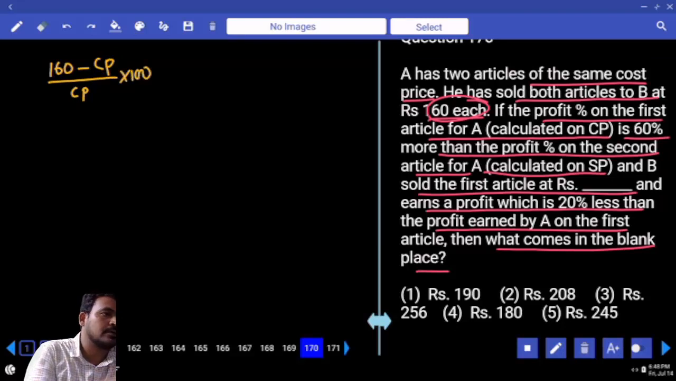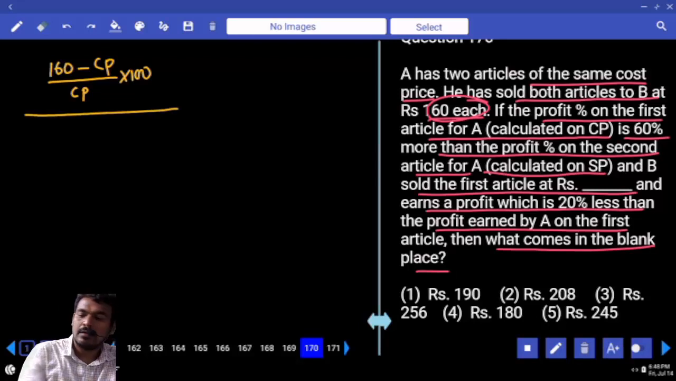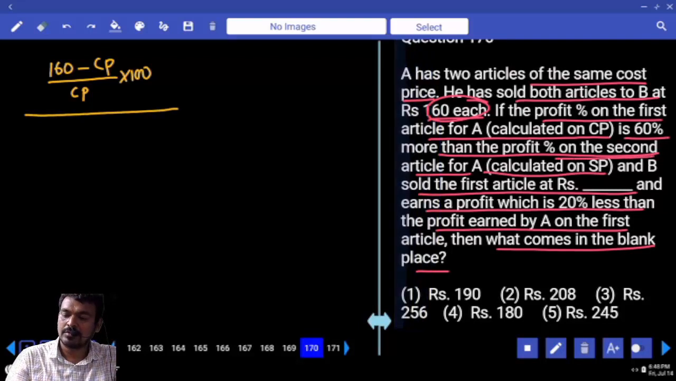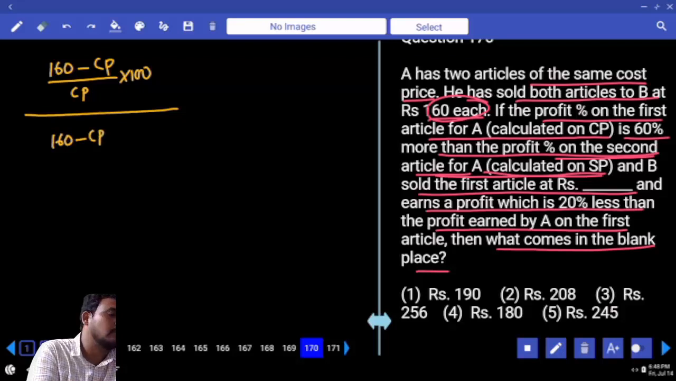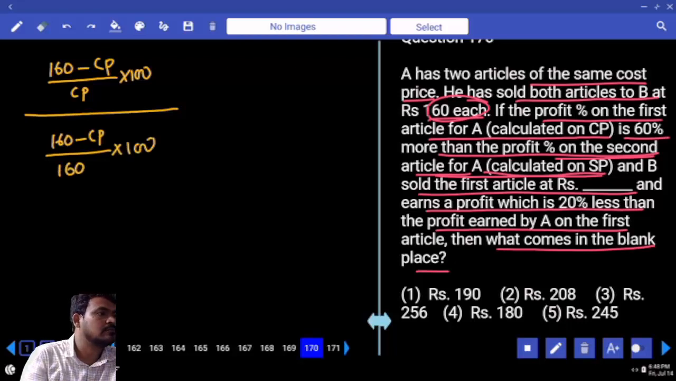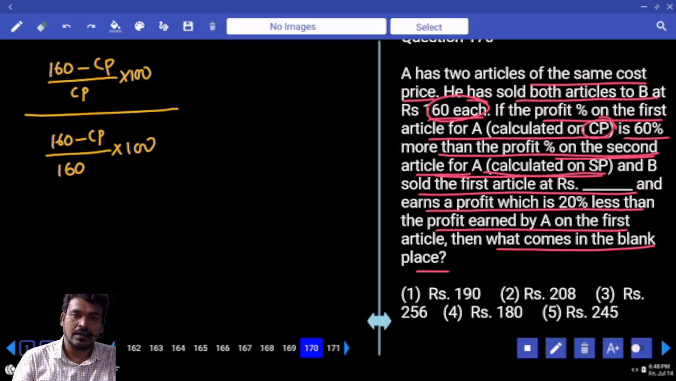We get the profit percent on article A or article B? Article A. By second one, profit is calculated on which one? Selling price or cost price? Selling price. Means we write 160 minus CP. That is profit earned. It is calculated on which one? Selling price. What is the selling price? 160 multiplied by 100. Yes or no? Numerator is profit percent on article A, and denominator is the profit on second article.